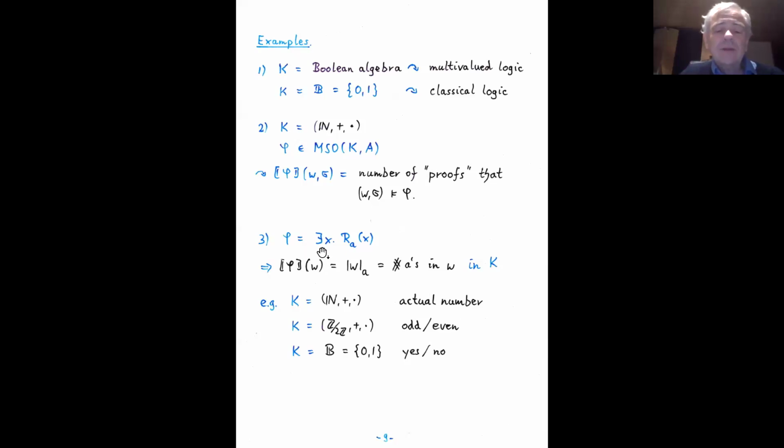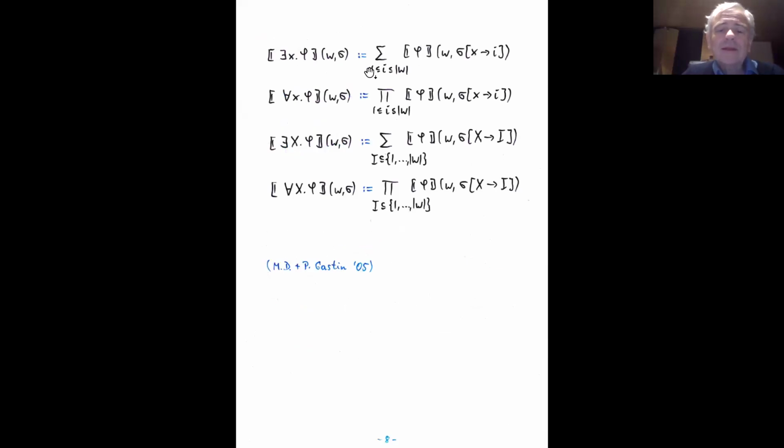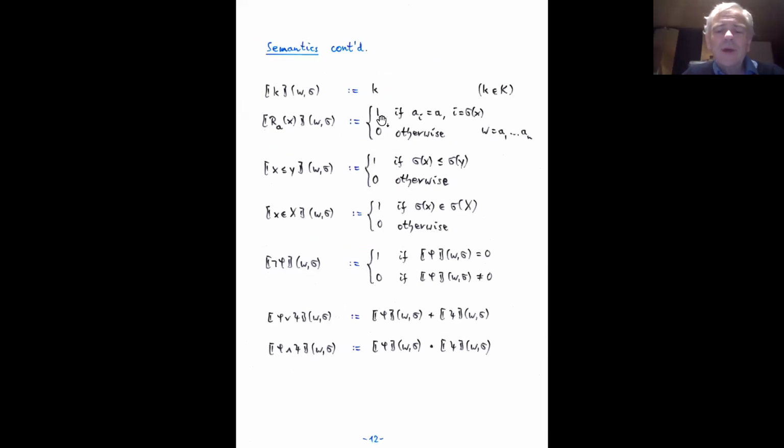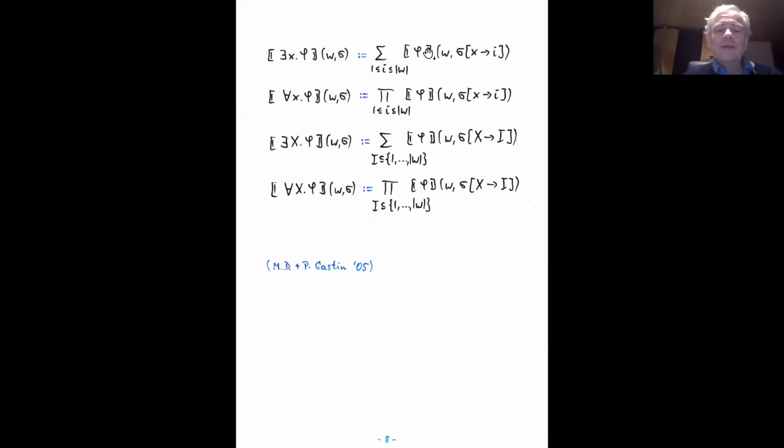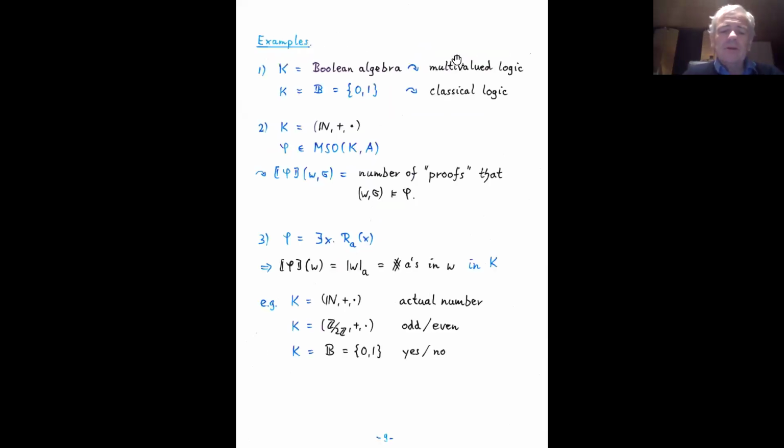Now let's look at phi equals: there is an x such that R of x. This means there is a position in the word such that at this position we have an A. So if we look at the semantics, here we take the sum over all i, and what was this at value i? We have a 1 if really we have an A at position i. Otherwise, we get 0. So in this existential quantifier, we add ones when we have an A. So in total, we get the number of A's in w. This is the semantics of this formula.